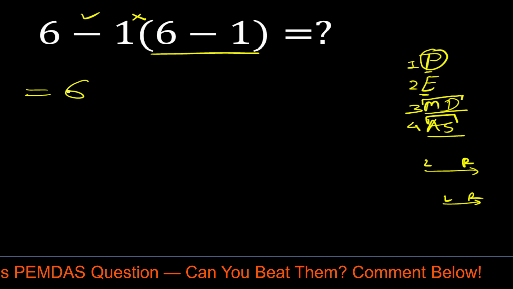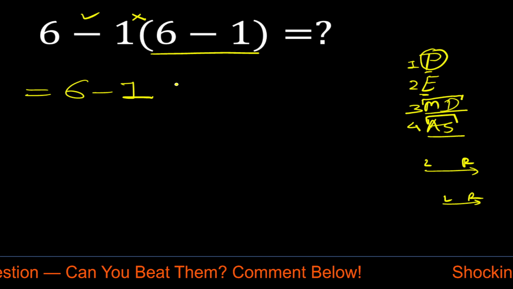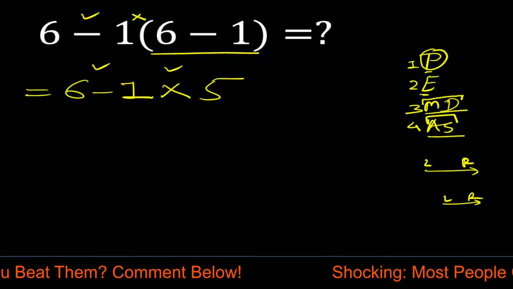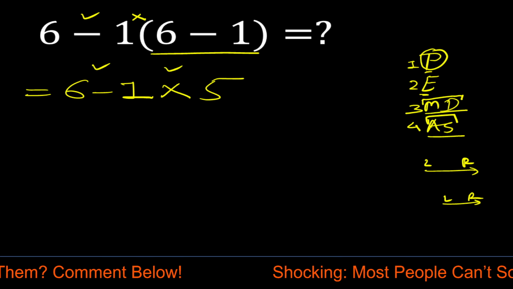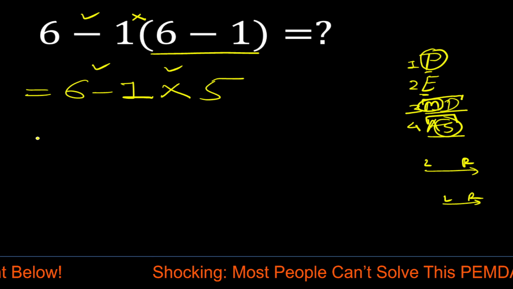So now 6 minus 1. Now solve this parenthesis. 6 minus 1 is equal to 5. So times 5, right? Here we have subtraction and here multiplication. So according to the PEMDAS rule, first we have to solve multiplication. Then we have to solve subtraction, right?